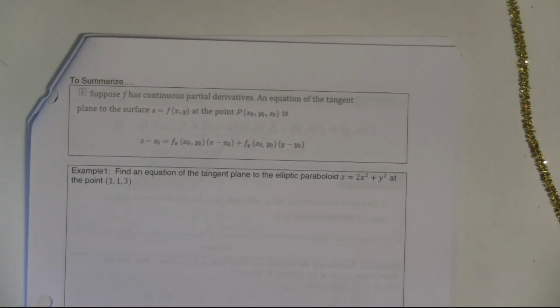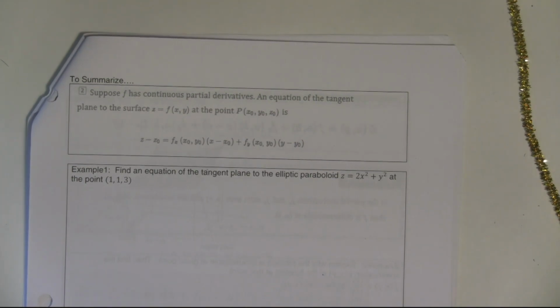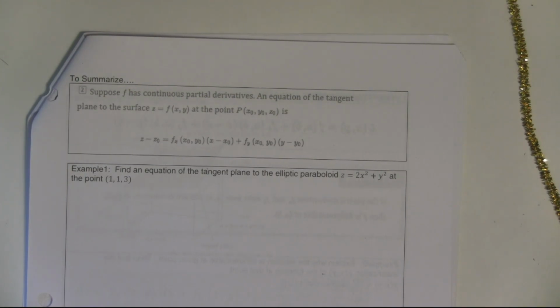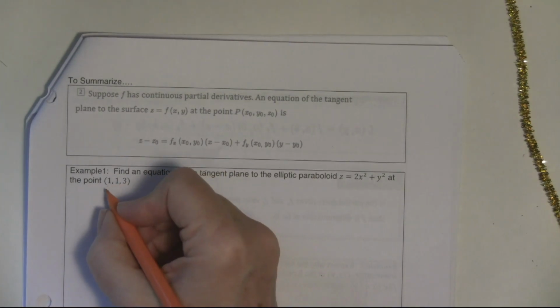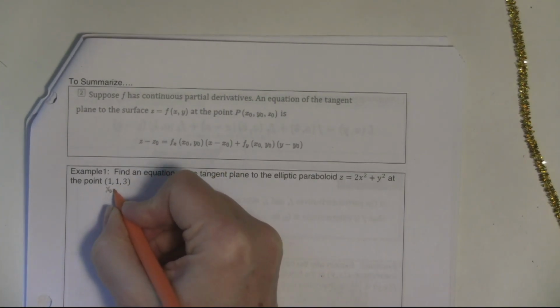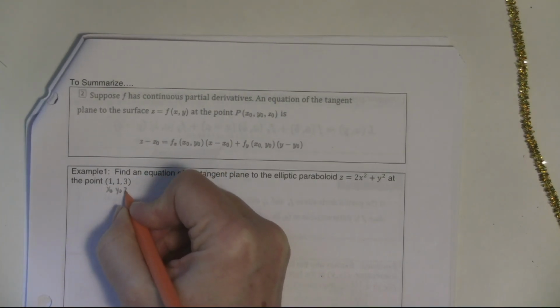So of course, example 1, they ask us to find the equation of the tangent plane, and they give us an elliptic paraboloid, and they give us this point 1, 1, 3. So we're going to go through and find that. It's a matter of using our formula, right? So this right here is x naught, y naught, z naught.